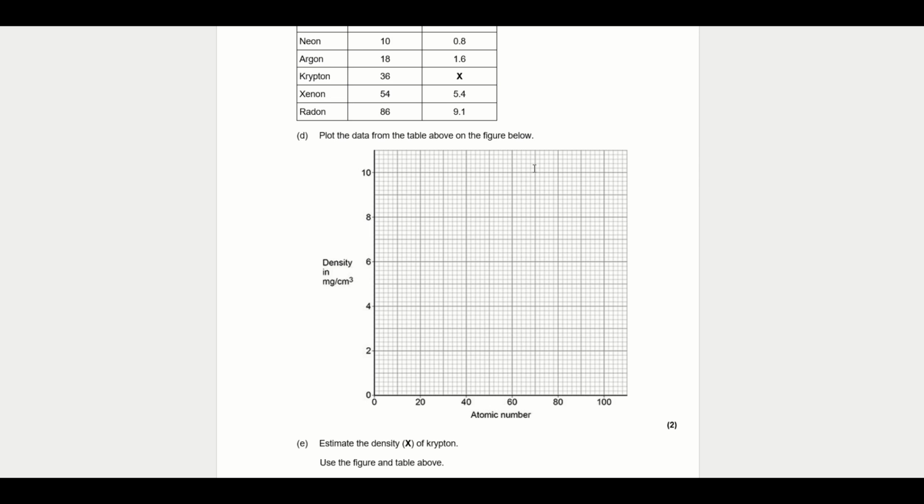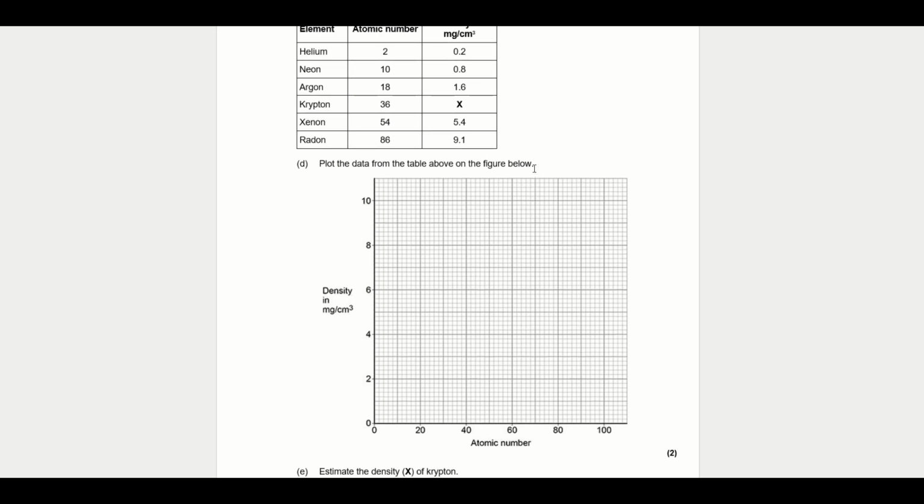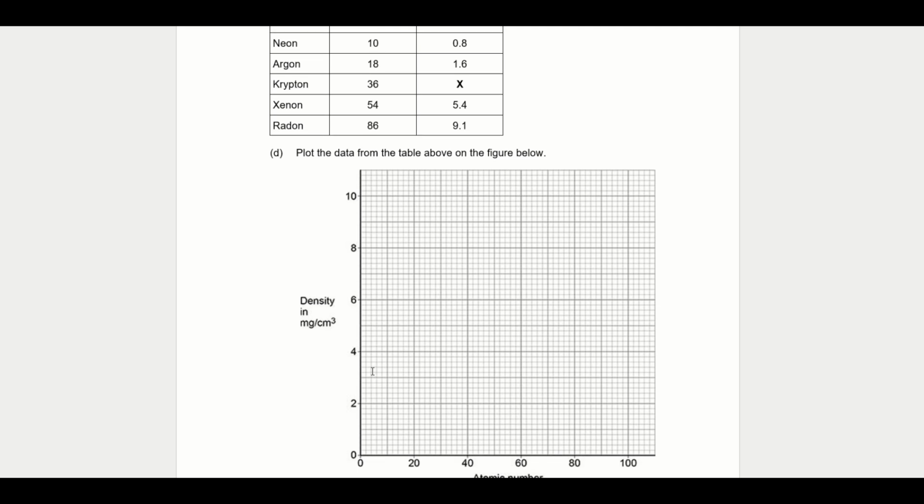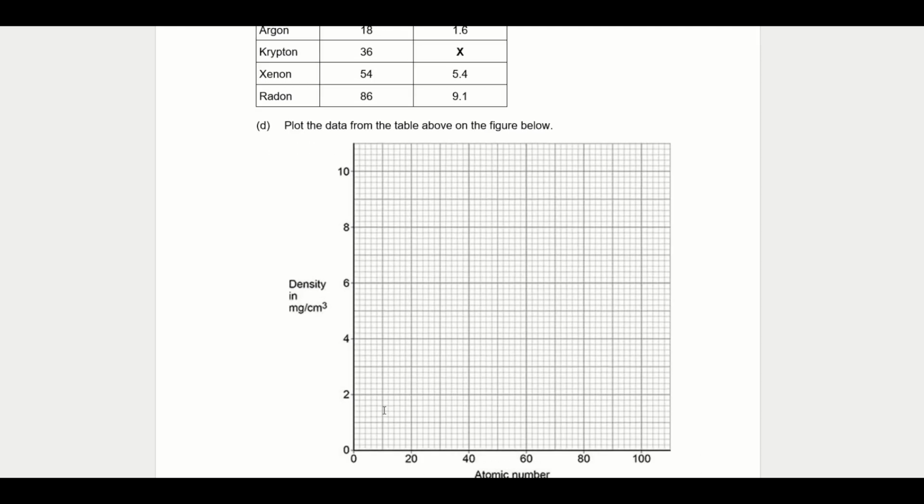So first job is to plot our points. Helium has an atomic number of 2 and a density of 0.2. This is quite a tricky one to do. Obviously in an exam situation, what I would recommend doing is trying to make sure that you use these small squares as a guide.